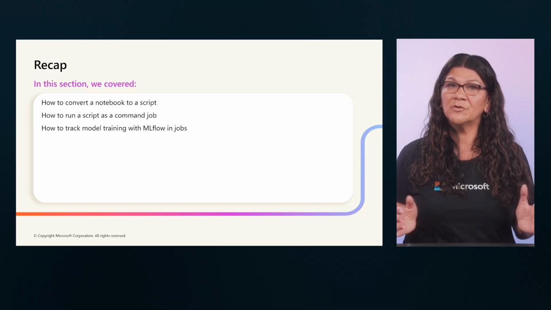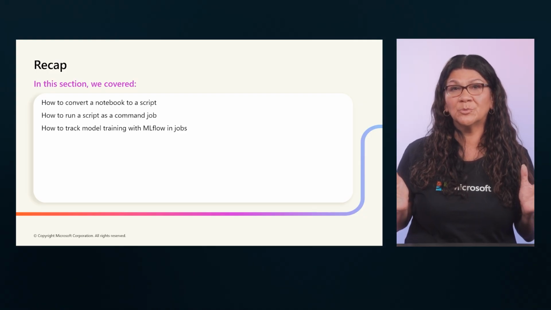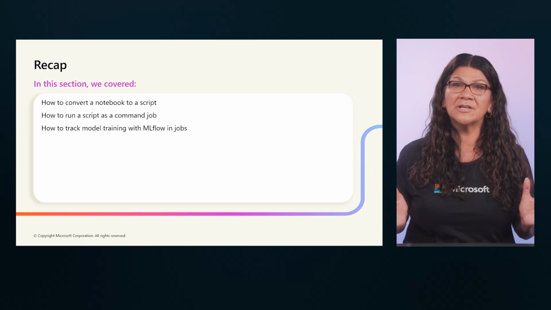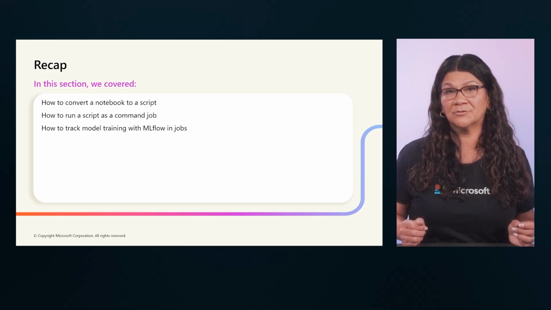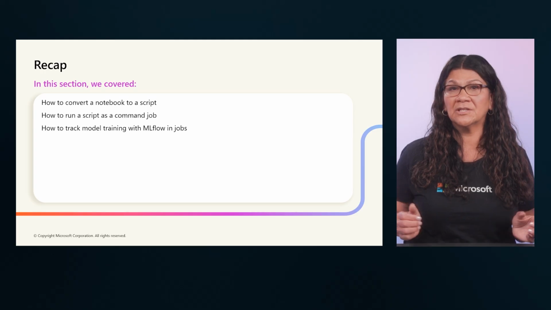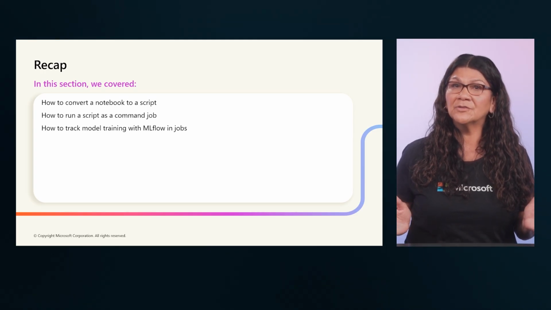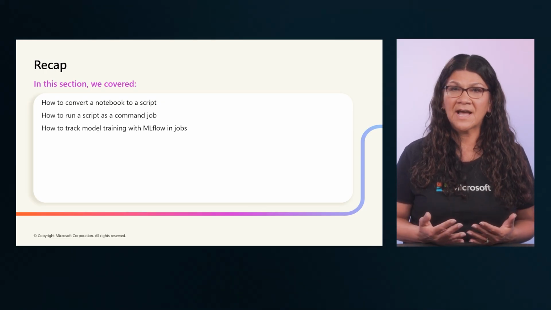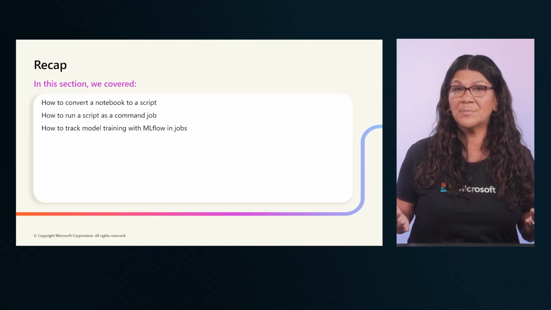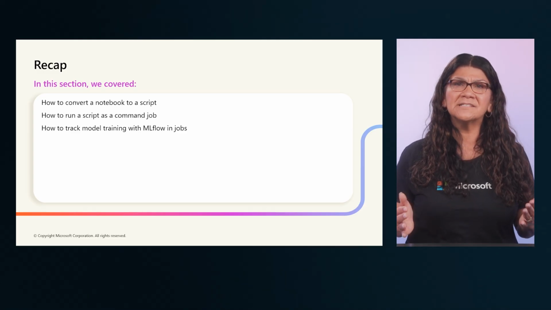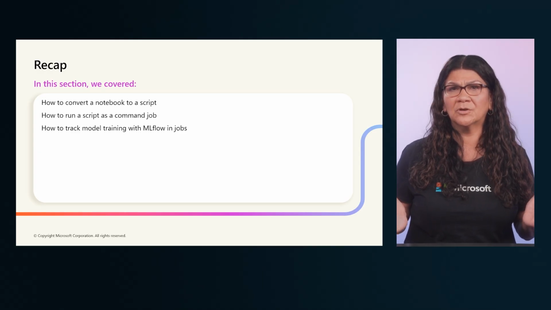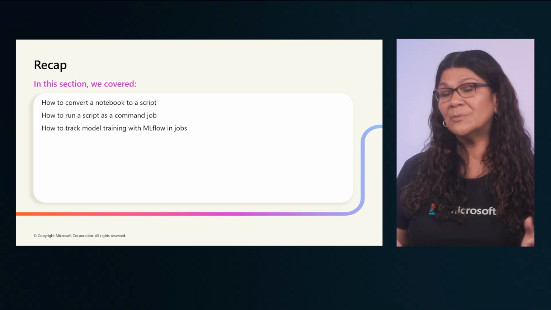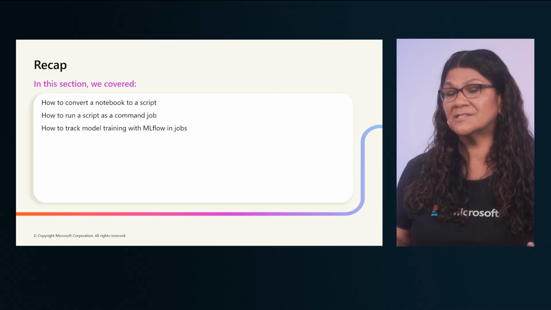In this section, we moved beyond experimentation into production-ready machine learning workflows. You learned how to transform exploratory notebooks into streamlined Python scripts, run those scripts as Azure Machine Learning command jobs, and use MLflow to track every training run, capture parameters, metrics, and artifacts, so model performance can be compared with confidence. Together, these practices create a repeatable, scalable workflow where training is automated, results are transparent, and improving models becomes a data-driven process rather than guesswork.